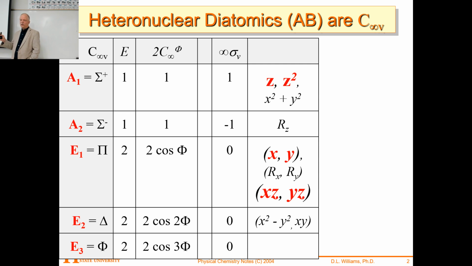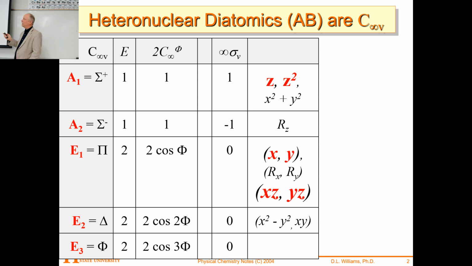The C infinity v character table also, because it was one of the original ones, they started using the Mulliken notation in Greek, but now it's switched over just to A's and E's. And so here's the translation: sigma plus is now A1, and sigma minus is A2, and so on. We got rid of the pi's, the deltas, and phi's, and we just do E1, E2, and E3.